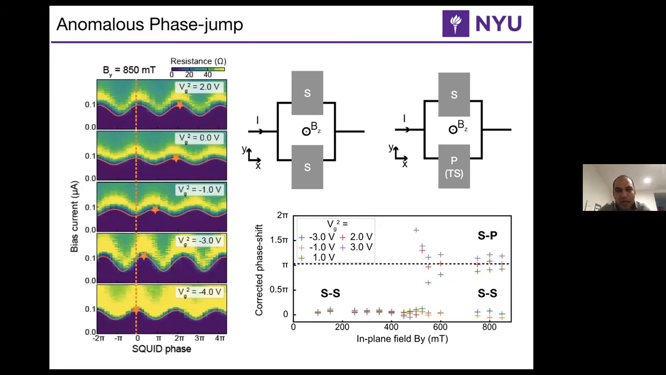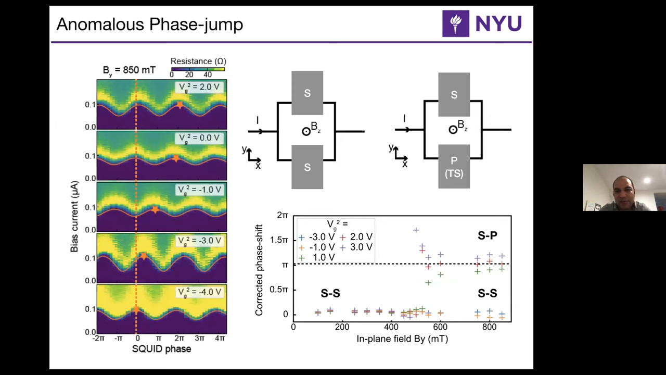So if we now tune ourselves to where we want to be, I want to park myself at 850 millitesla, at some high field, and then do these squid loop measurements. That's the raw data shown on the left-hand side. As you can see, the star, which is the peak of one of these oscillations, is increasing, but then it does a jump. The slow increase we understand in the anomalous phase picture, but the jump is unexpected.